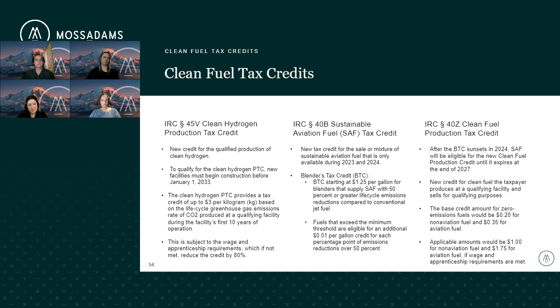The 40B sustainable aviation fuel tax credit is a new one as well, for the sale or mixture of sustainable aviation fuel. This one's only available for 2023 and 2024 under this blender's tax credit benefit, but it will sunset in 2024. Starting after that, there's the clean fuel production tax credit. Again, it's still for sustainable aviation fuel, and that'll be available until 2027, and there's just a shift and a change in what the credit benefit will be. But here's a recap of what all those benefits can be for clean fuel tax credits.